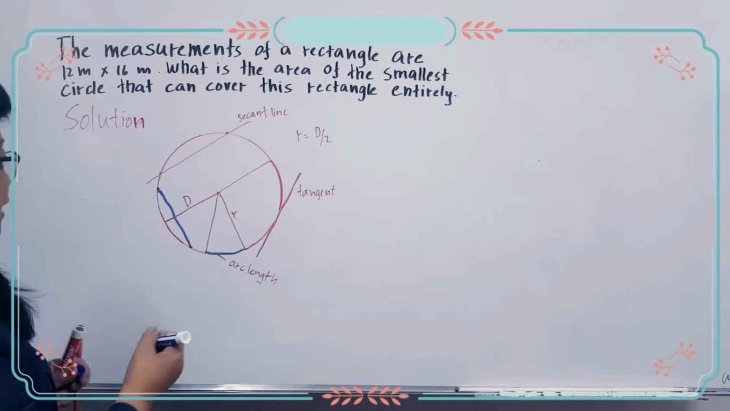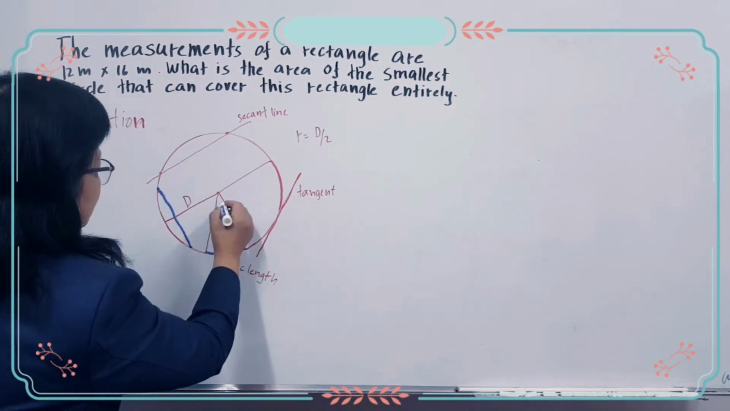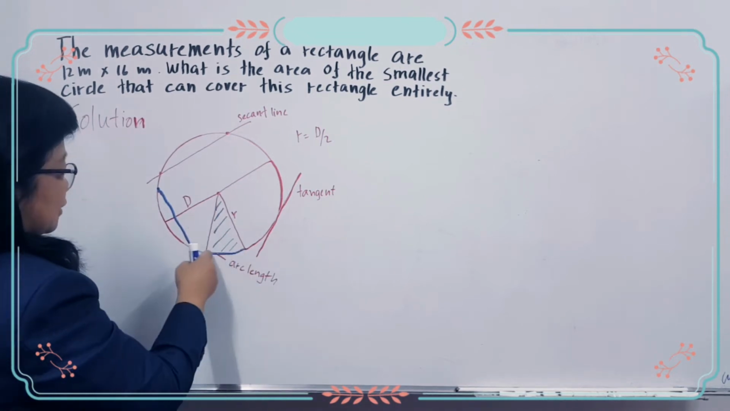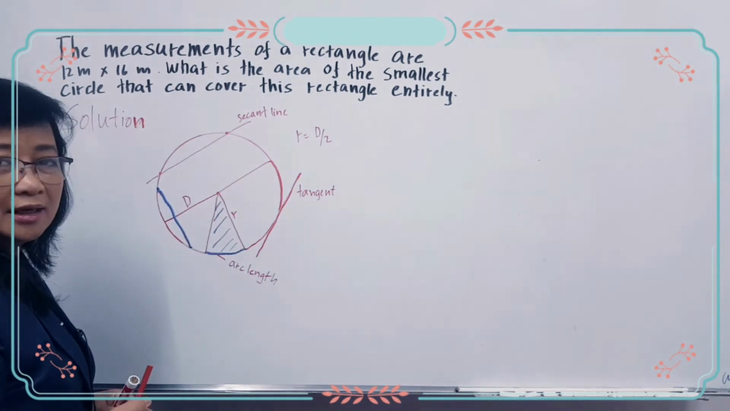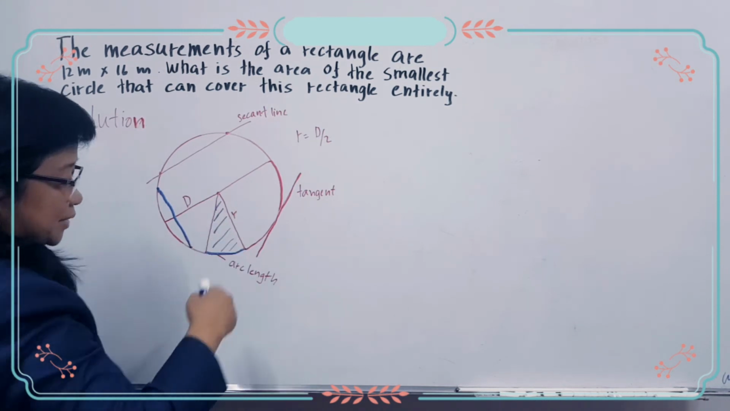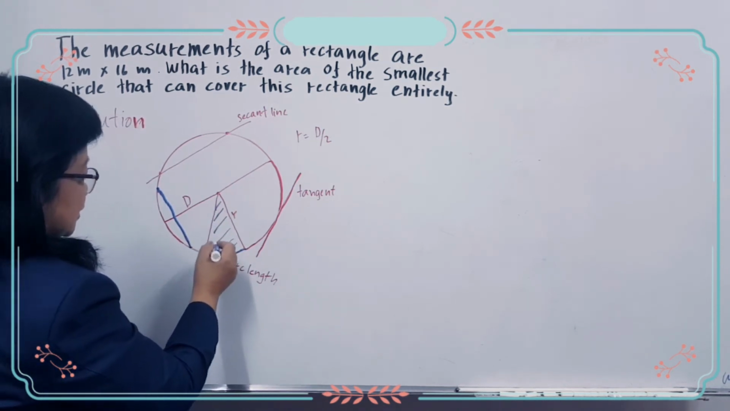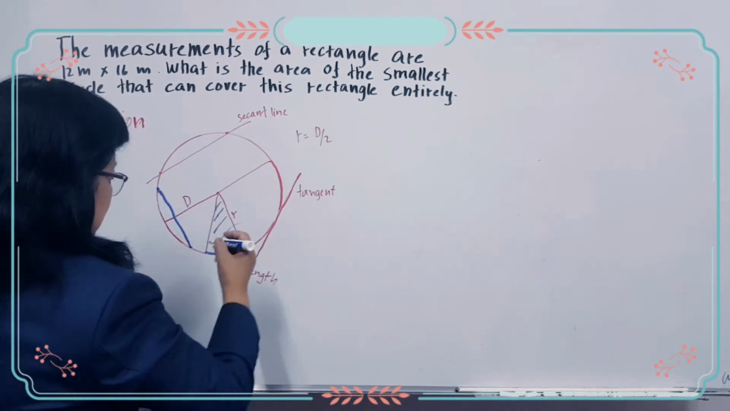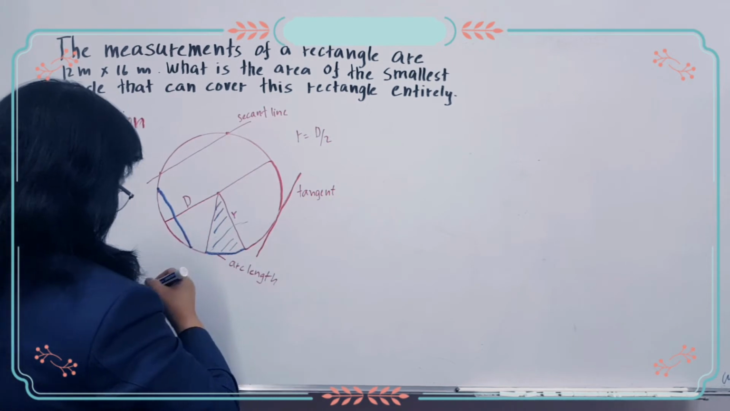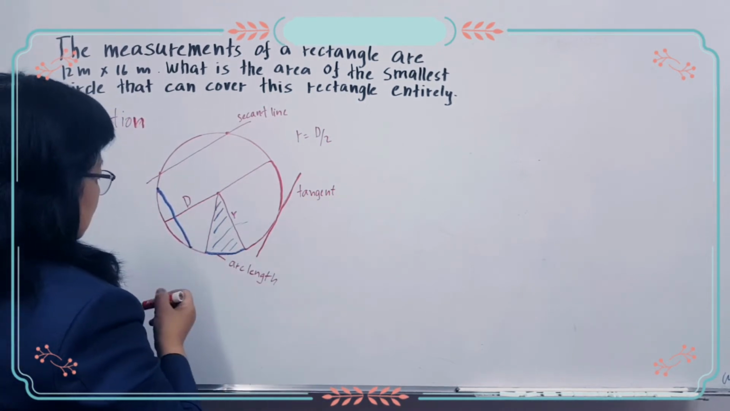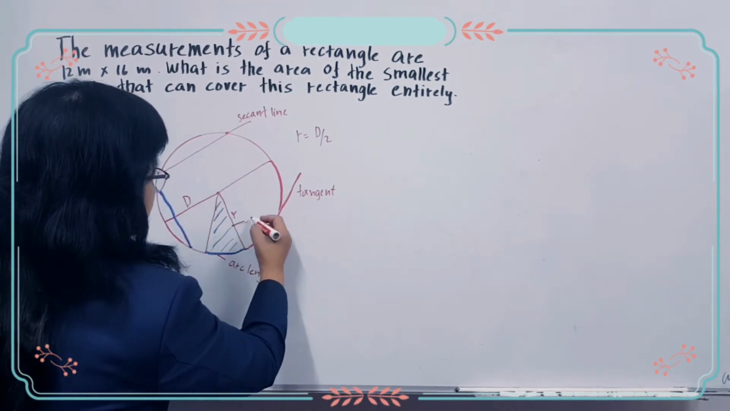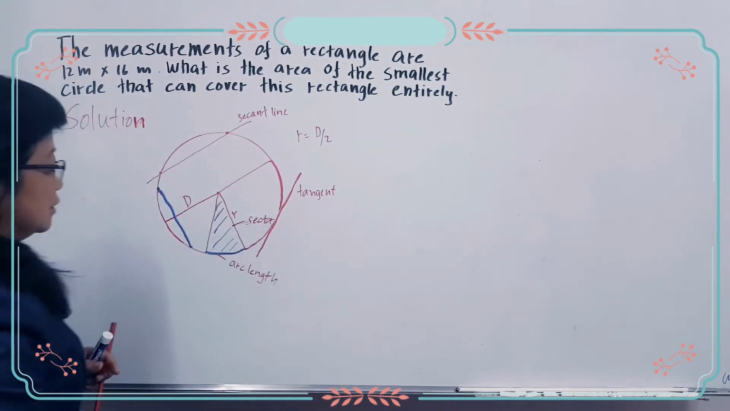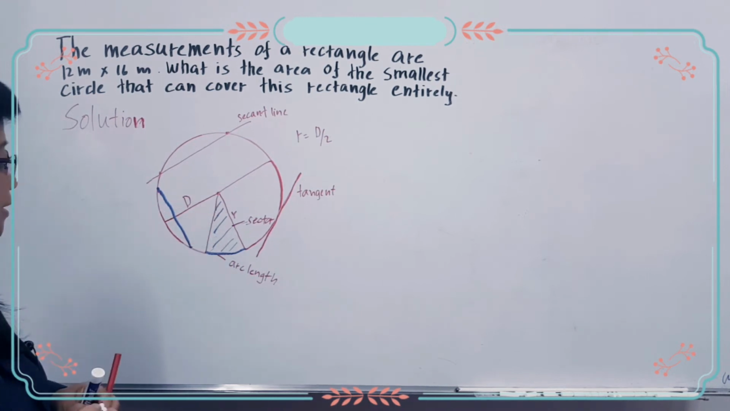Now, one last, we have the so-called sector of a circle. This one is like a piece of pizza, a cut. When you cut the pizza, it's just like that. This is the circle. We call this one the sector of a circle. This is the sector of a circle.